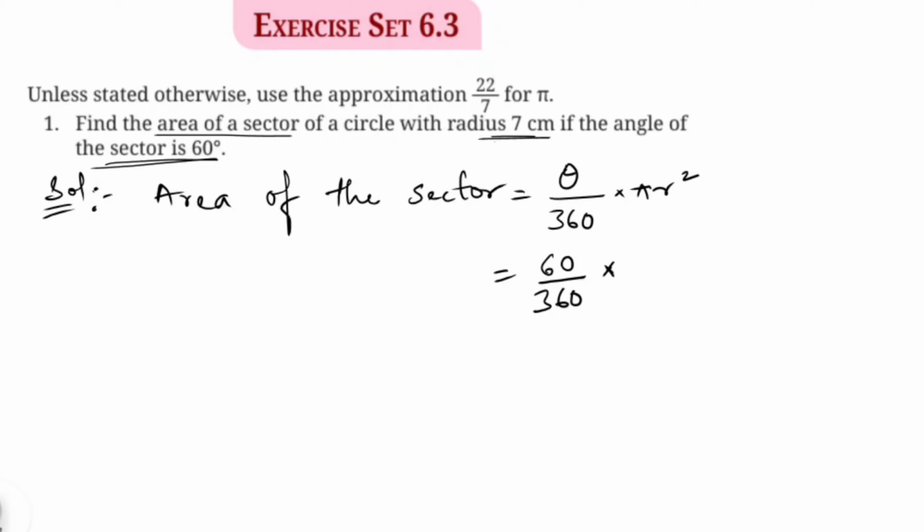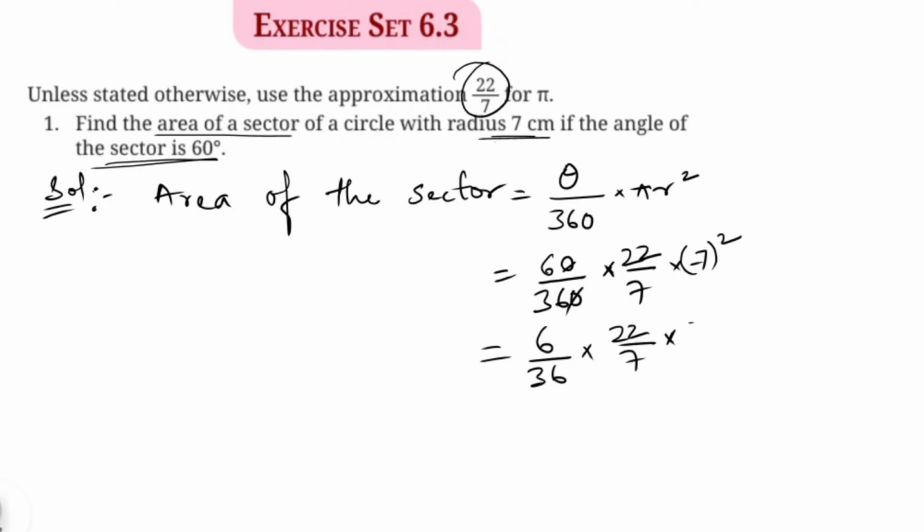As said earlier, we will take 22 by 7. So 22 by 7 into r, which is 7 square. Square means we can write it two times. Let us cancel this 0 0, and what is this? 6 by 36 into 22 by 7 into, we can write this 7 square as 7 into 7. If you want, you can write 49 as well. So 7 cancel, 6 ones are 6, 6 sixes are 36.